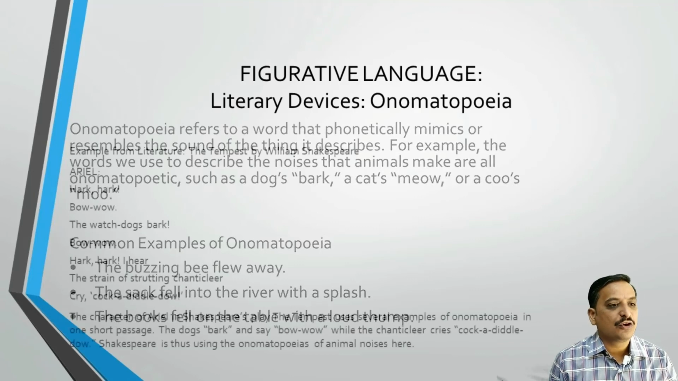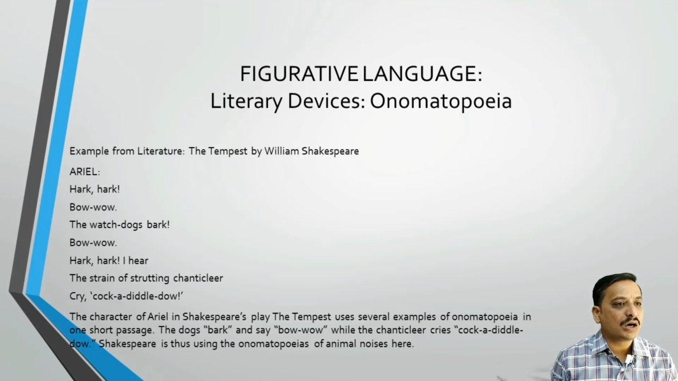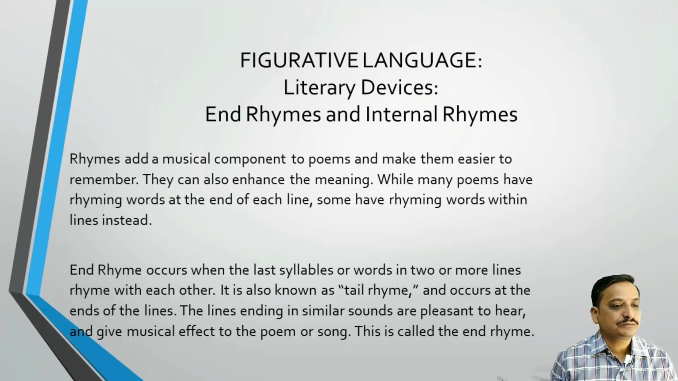Examples of onomatopoeia from literature. We have The Tempest by Shakespeare, where Ariel says, "Hark, hark, bow, wow, the watchdogs bark, bow, wow, hark, hark, I hear the strain of strutting chanticleer cry, cock-a-diddle-do." The character of Ariel in Shakespeare's play The Tempest uses several examples of onomatopoeia in one short passage. The dogs bark and say bow wow, while the chanticleer cries cock-a-diddle-do. Shakespeare is thus using onomatopoeia of animal noises here.